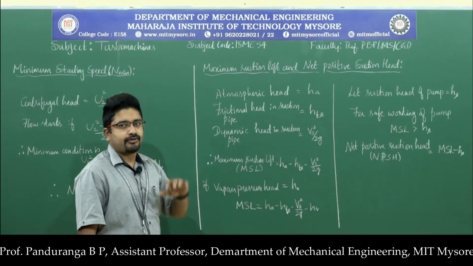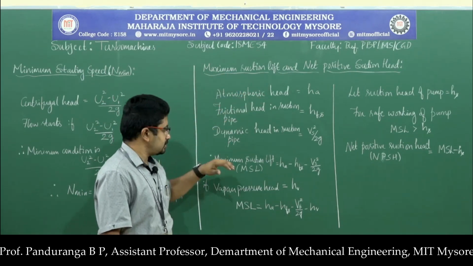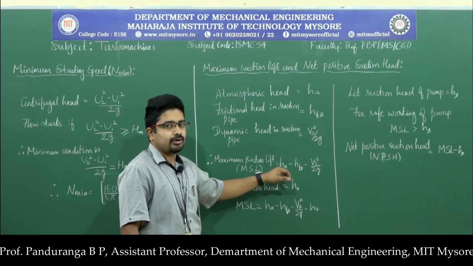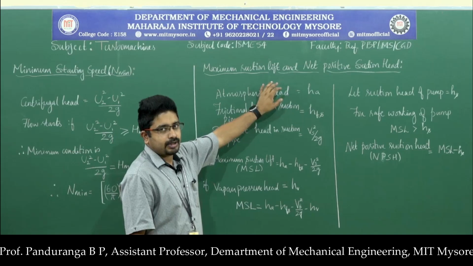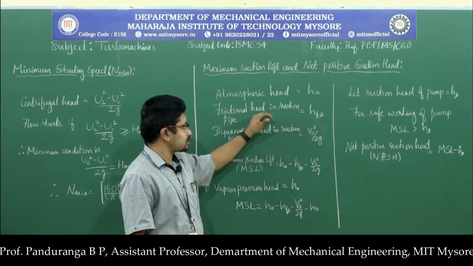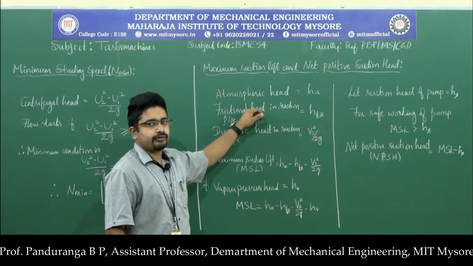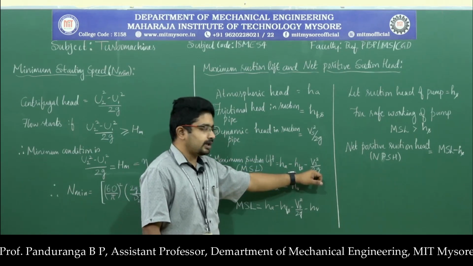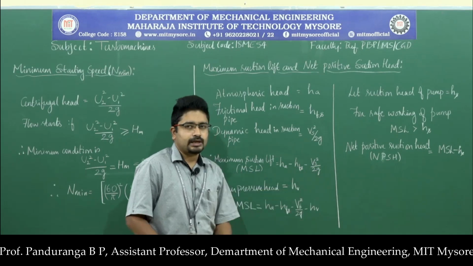Now if I want to find out the maximum suction lift, it can be written as MSL, which is equal to HA, that is the maximum head which can be developed by a pump, minus HFS, that is the frictional loss due to the fluid friction as well as the friction between the tube surface and the fluid, and then the dynamic loss, that is Vs square divided by 2G.